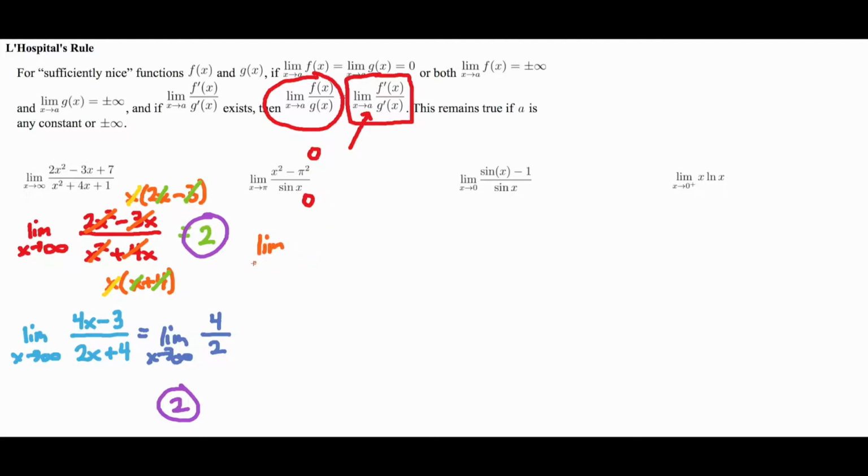So I'm going to take the limit as x approaches pi, and I'm going to do the derivative of the top, which is 2x. The derivative of pi squared is going to be 0 because it's a constant. The derivative of sine x is cosine x, so I'm going to write cosine x here.